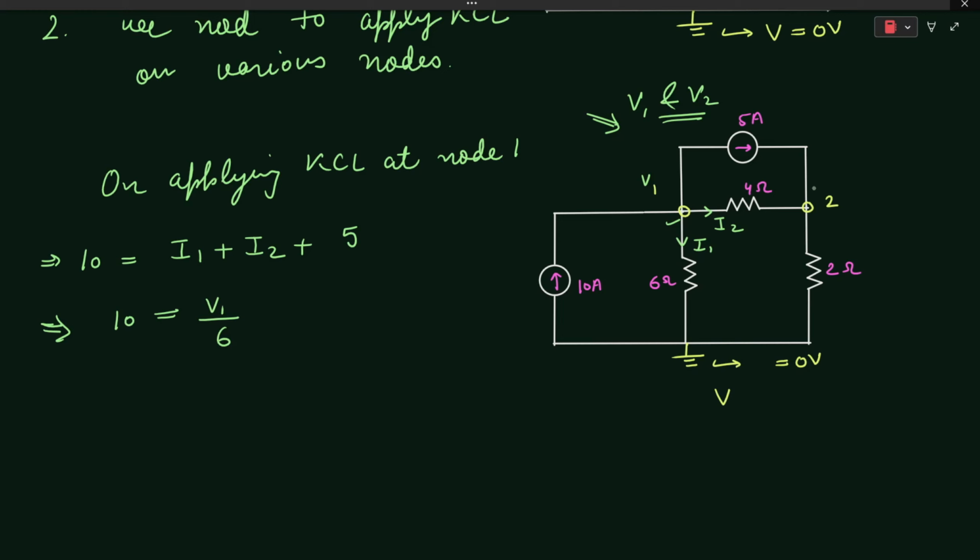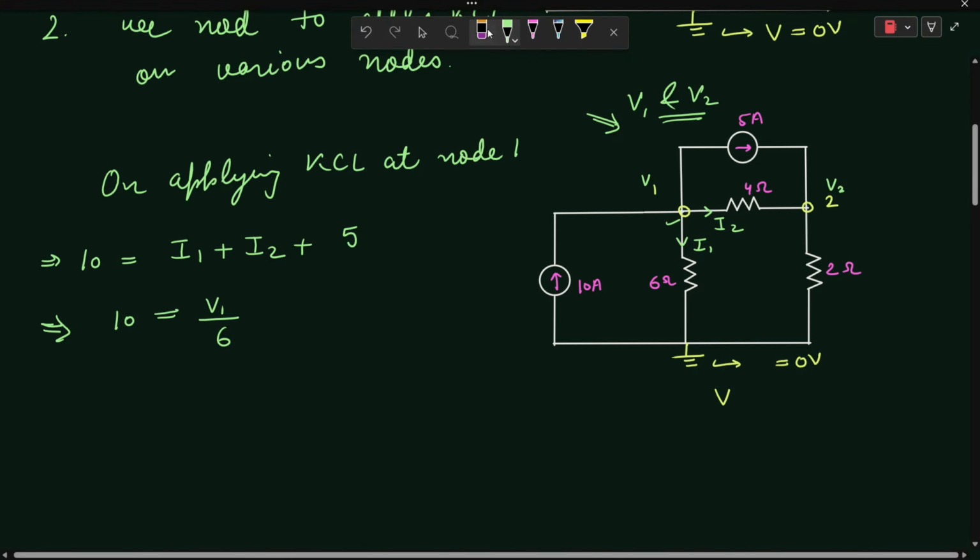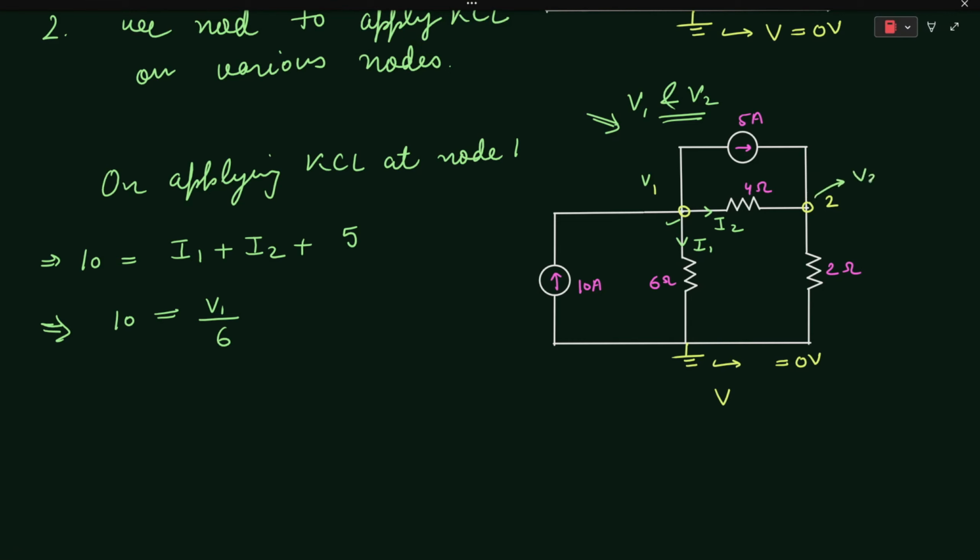Similarly, let's say the voltage across this node is your V2. So the value of I2 will be equal to (V1 minus V2) upon 4 plus 5. On simplifying this equation, we are getting 5V1 minus 3V2 is equal to 60. Let's say this is your first equation.